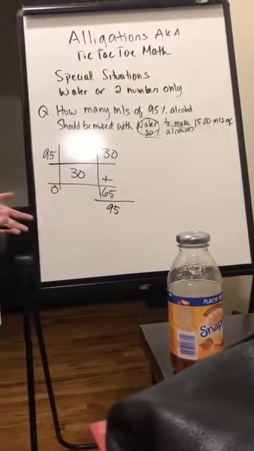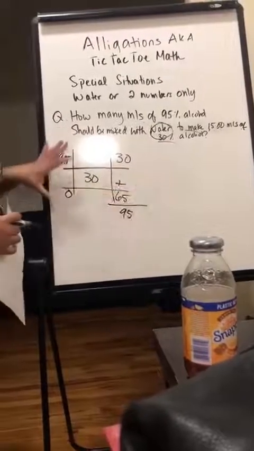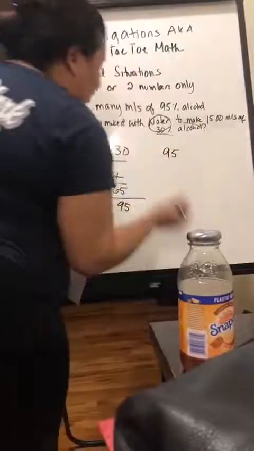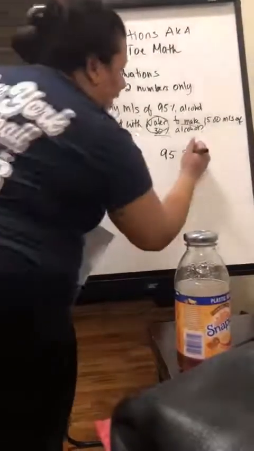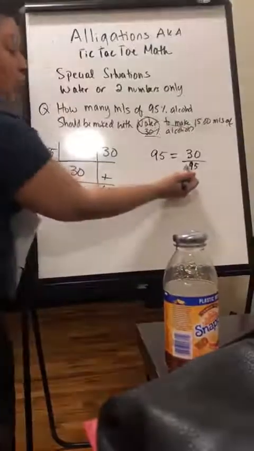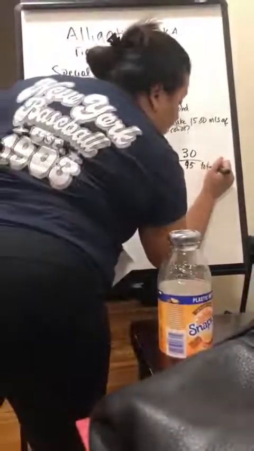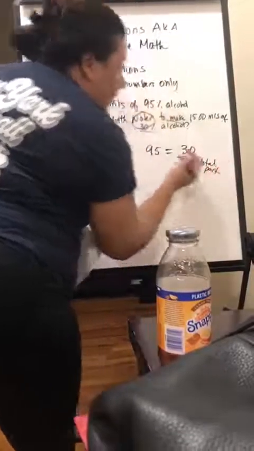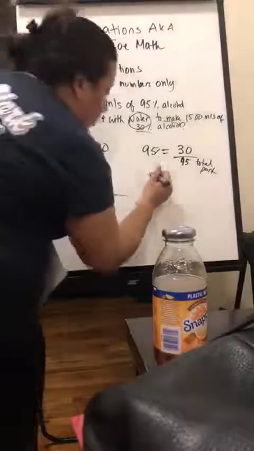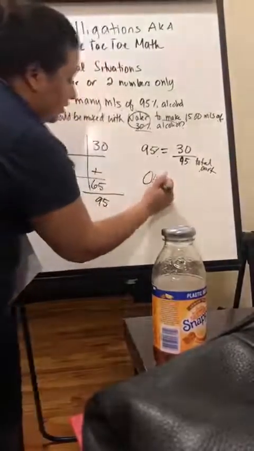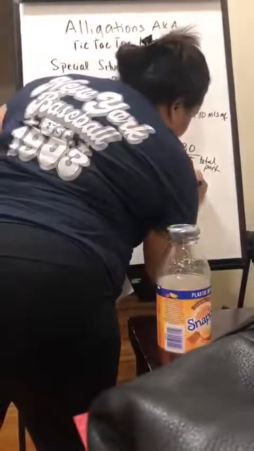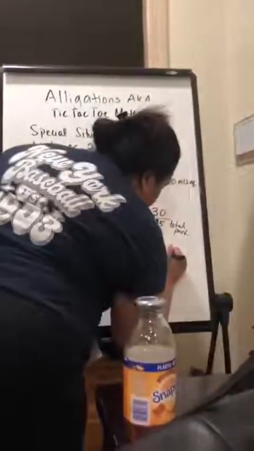Remember, in the last video I told you, just for my visual, I like to pull it off the grid, off to the side. For the 95%, 30 out of 95 belongs to the 95%. So out of the total parts, we have 95 total parts. 30 of them belong to the 95%. Now for water, which is 0%, 65 out of the total 95 parts belongs to water.